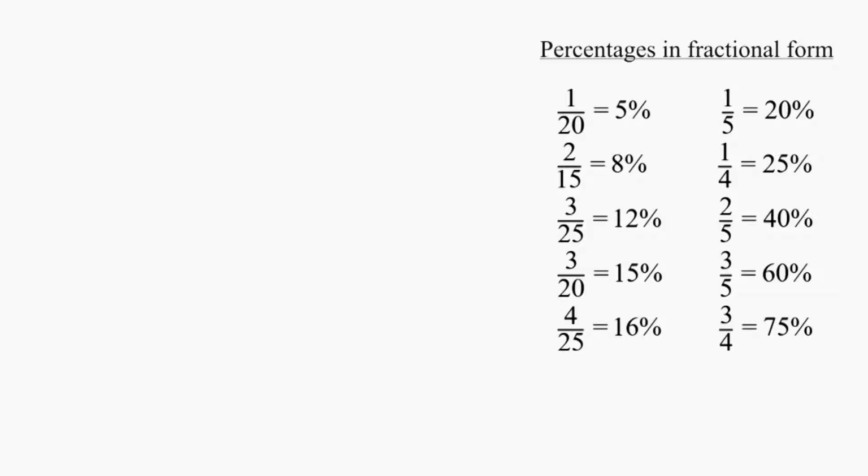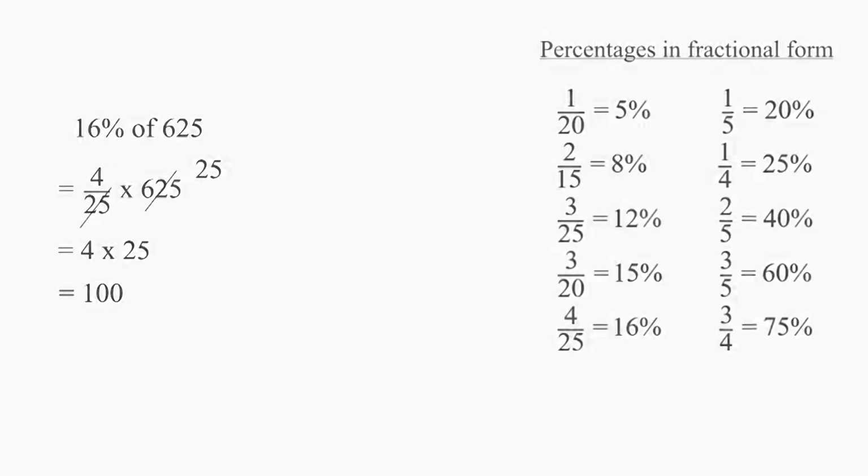Say, we are given to find 16% of 625. Now, if we know the fractional value of 16%, then we can put 4 by 25 in place of 16%, which helps us find the required value much quicker. Now, let's discuss some important rules.